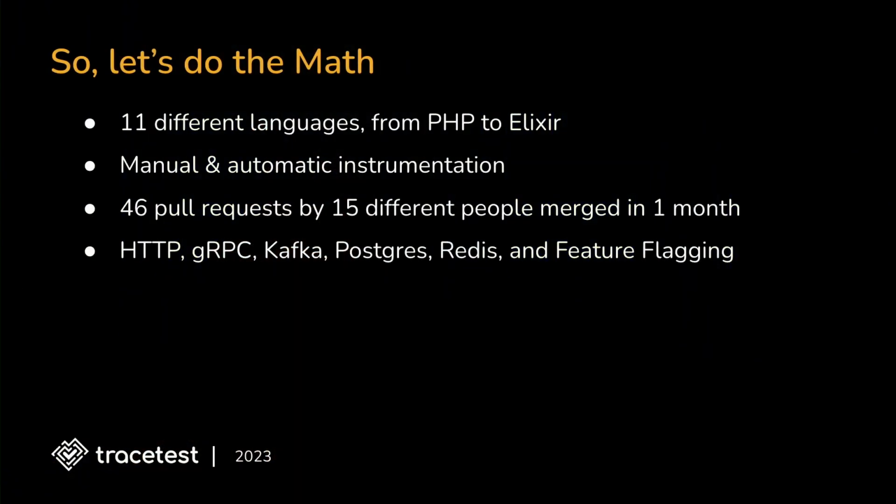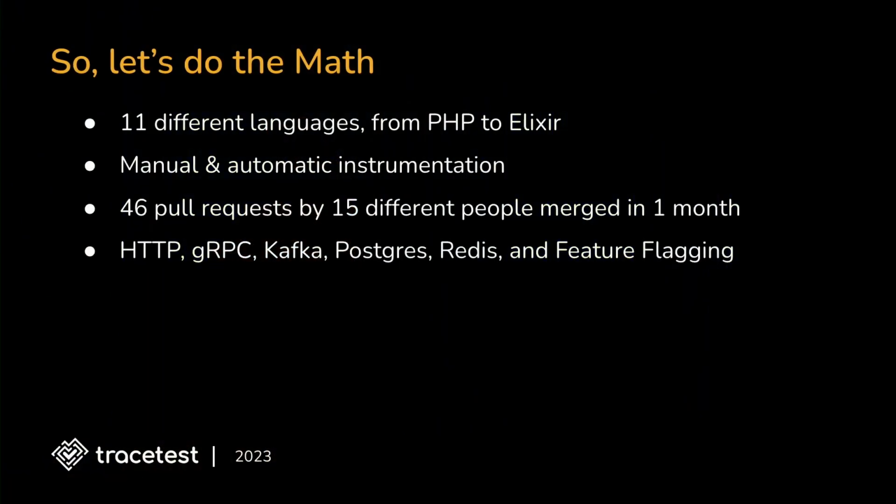So we had 11 different languages from PHP to Elixir. We're using both manual and automatic instrumentation. So manual instrumentation is when you put in the code, very specific code to create your own span and set your own attributes. For automatic instrumentation, it just happens for you. Certain languages have great automatic instrumentation, certain ones don't. Java is an example that has really nice automatic instrumentation. So in that month, there were 46 pull requests by 15 different people. And I'd like to have the country count because I think it'd probably be 12, 13 different countries.